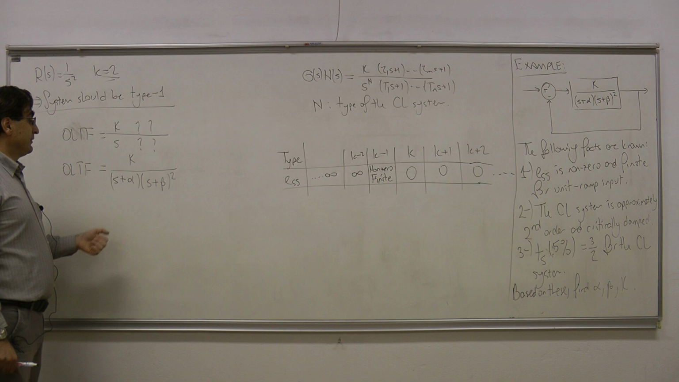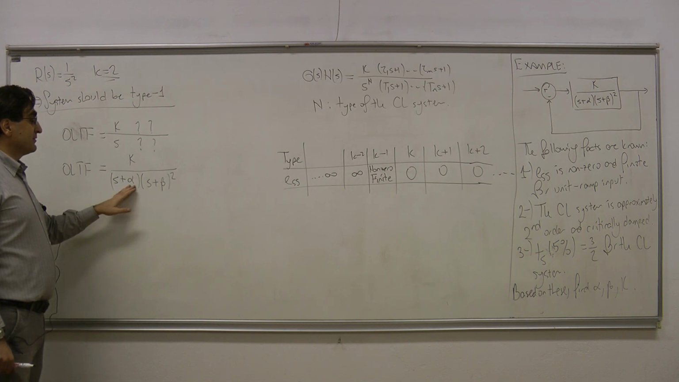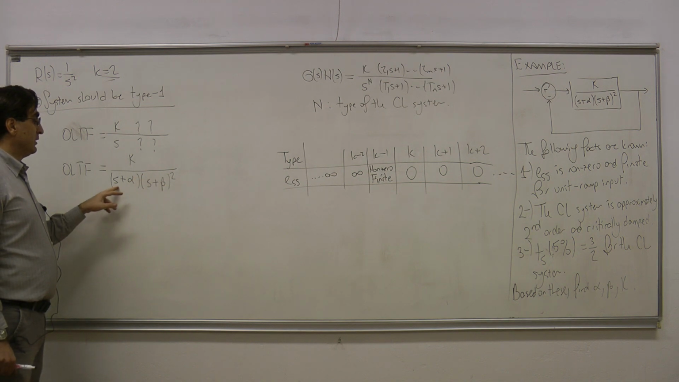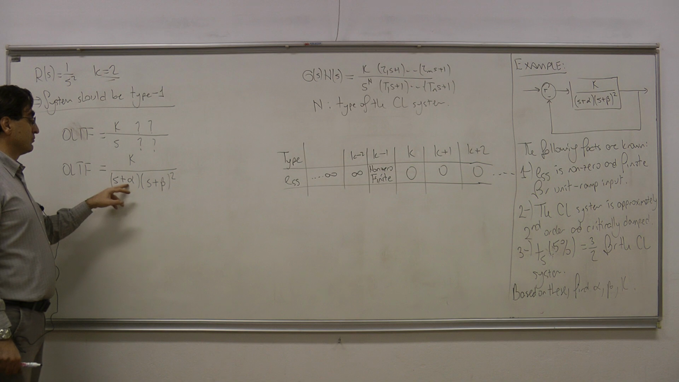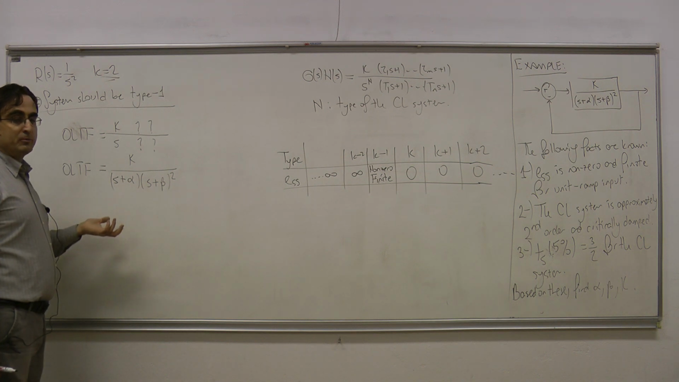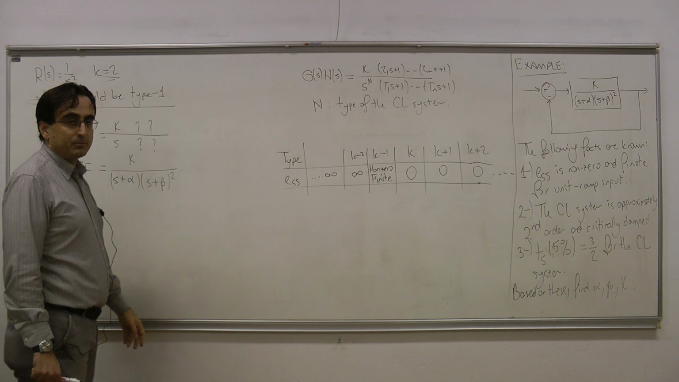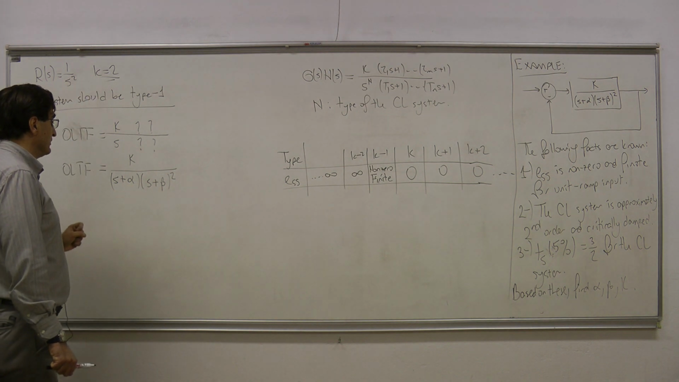And what happens if alpha is non-zero but beta is equal to 0? If beta is equal to 0, I would have an S square here. But since alpha is not equal to 0, this term will not affect the type, then the system would become type 2. And a type 2 system would give 0 steady state error to unit ramp input. So that is not what I want.